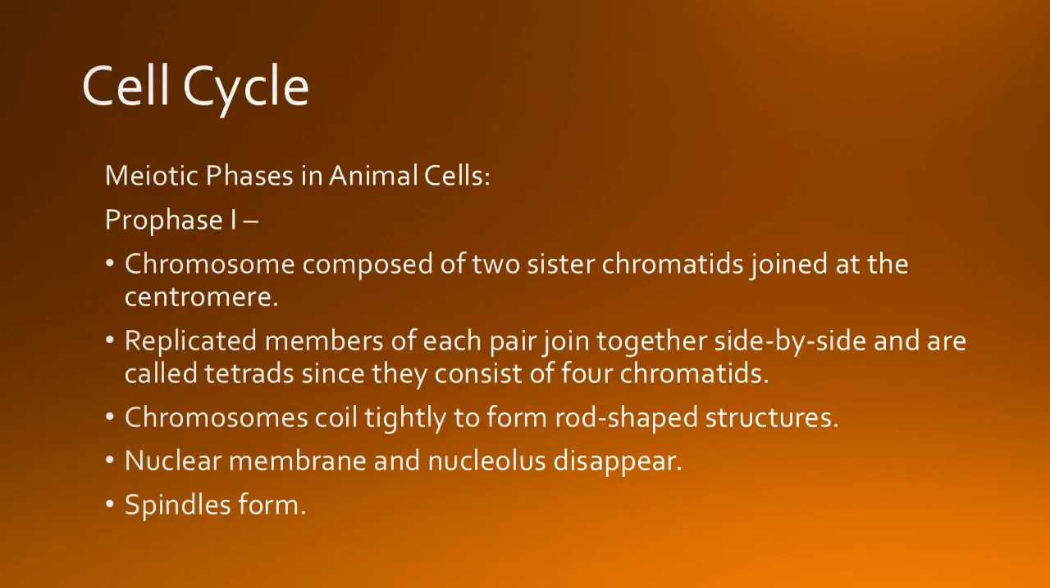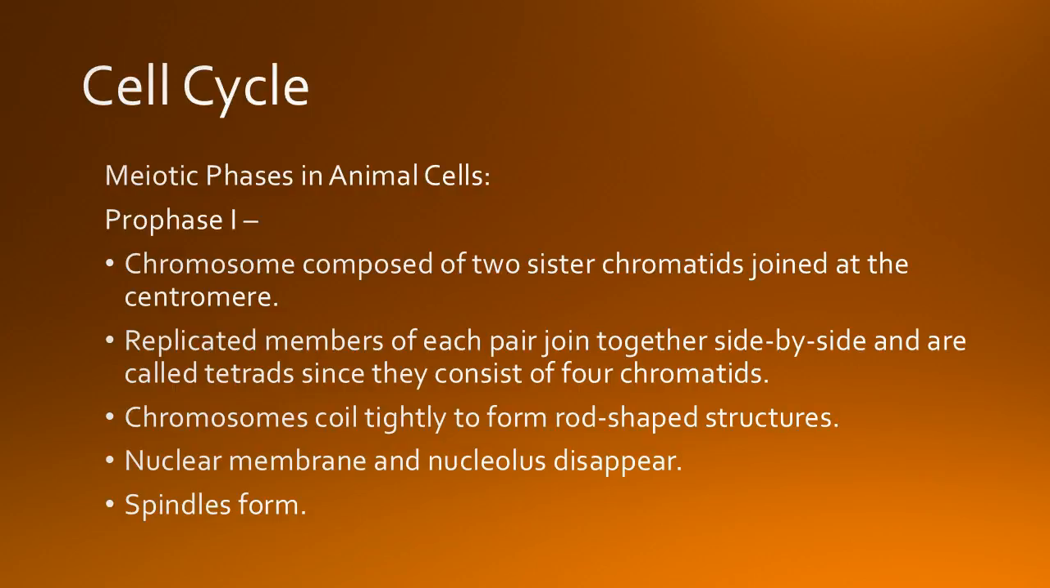Let's begin looking at meiosis in animal cells. Because there are 2 successive divisions in meiosis, the cells go through the phases of meiosis twice. So we refer to the phases with the specifier 1 or 2, such as prophase 1 or prophase 2.